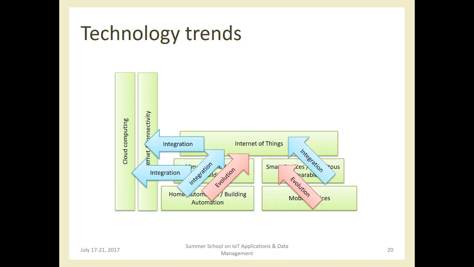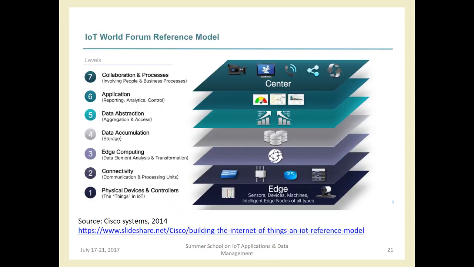And for example, mobile devices are integrating with cloud services. And building automation is becoming the Internet of Things. And also mobile devices are becoming part of the Internet of Things. So the Internet of Things is in some way a sort of convergence point of different technologies that are all needed to create a vision of the IoT, in a way. I will pick up this picture later to add one piece.